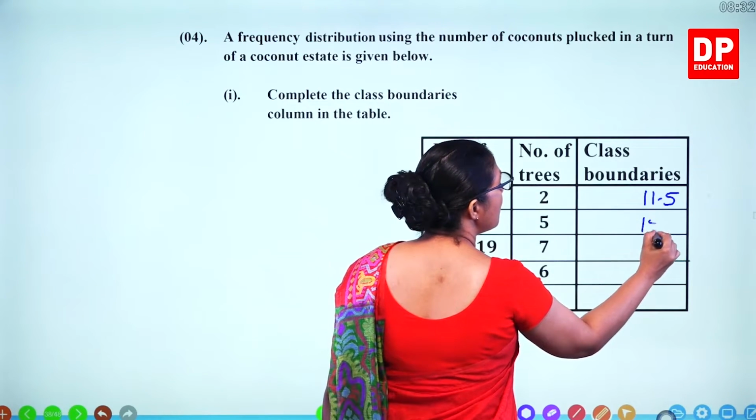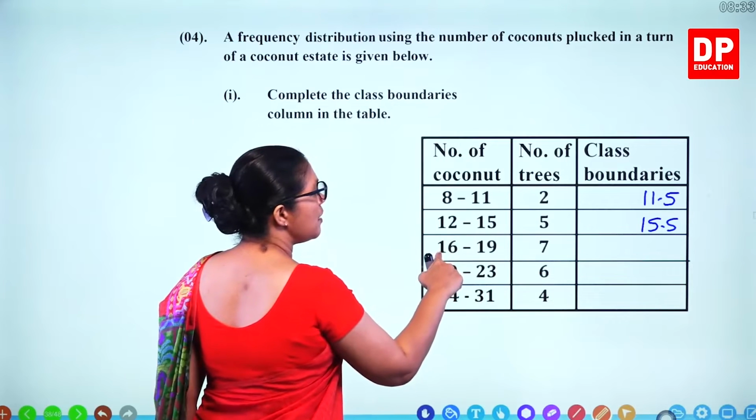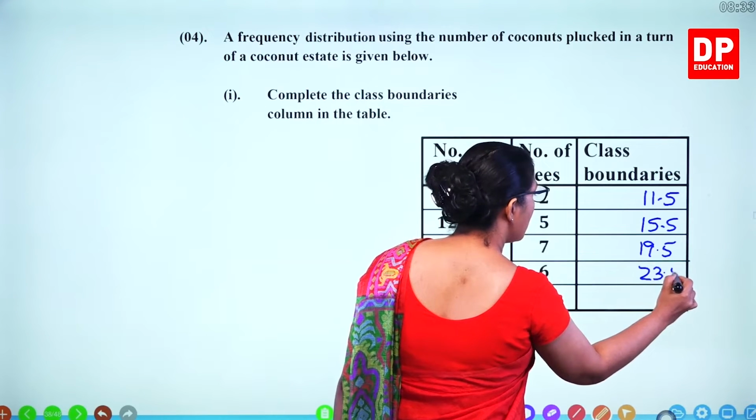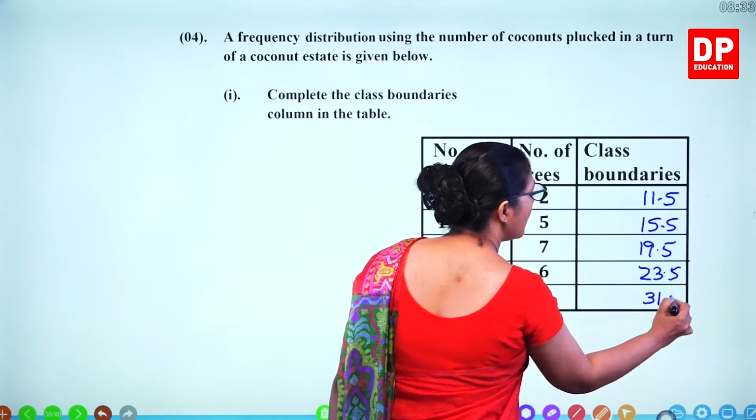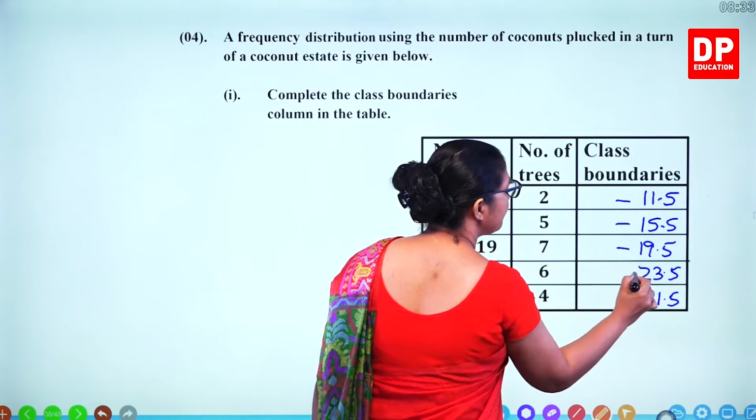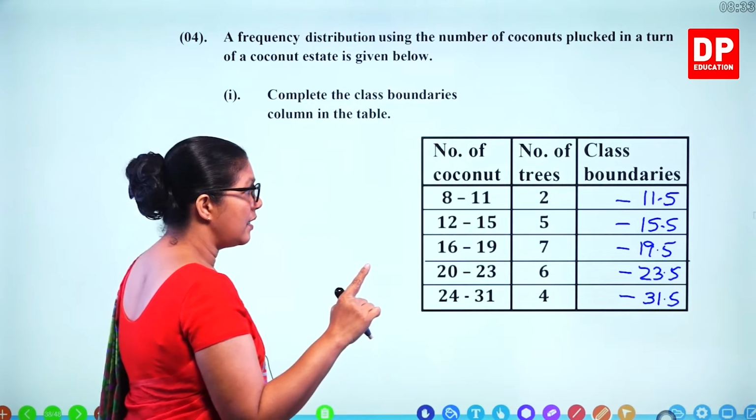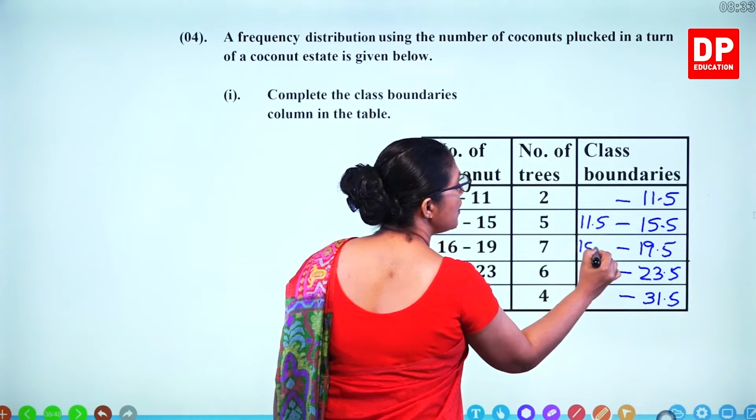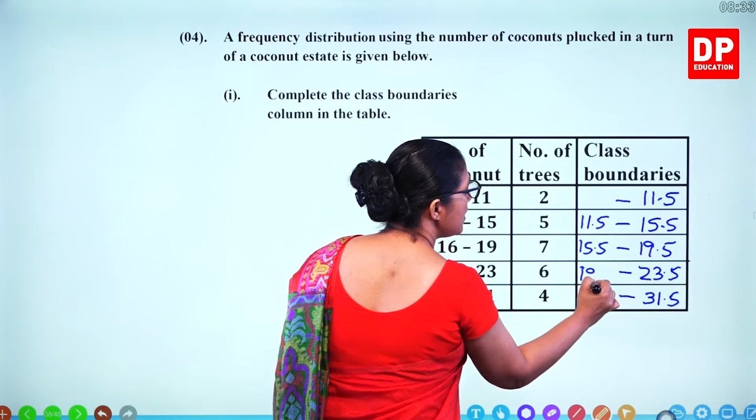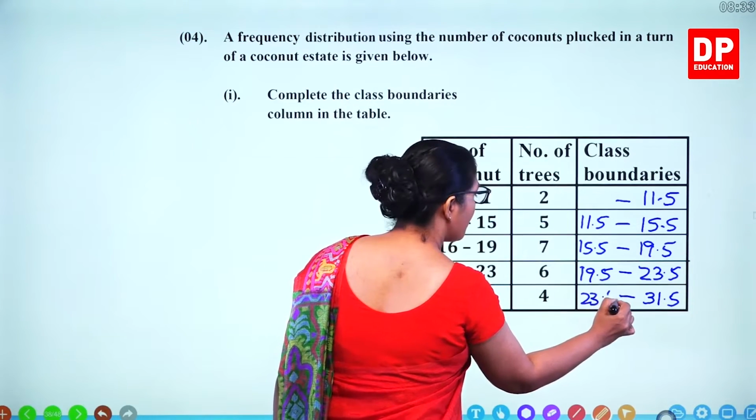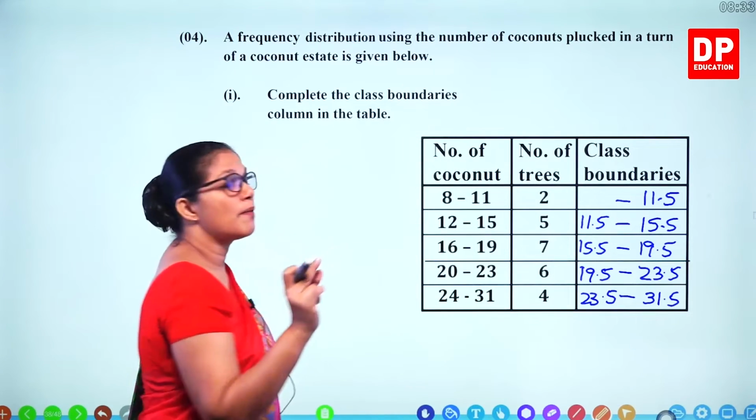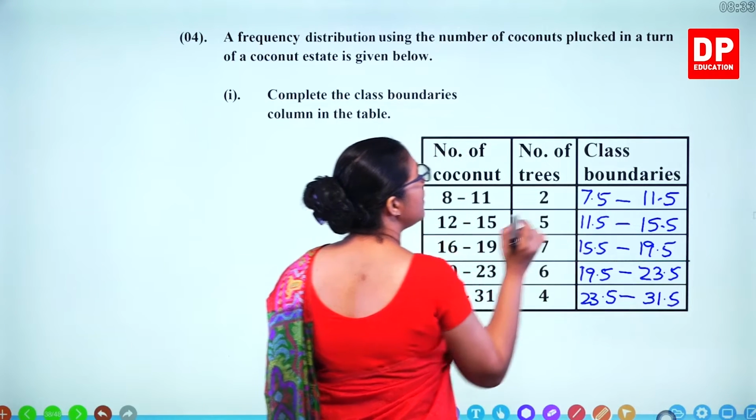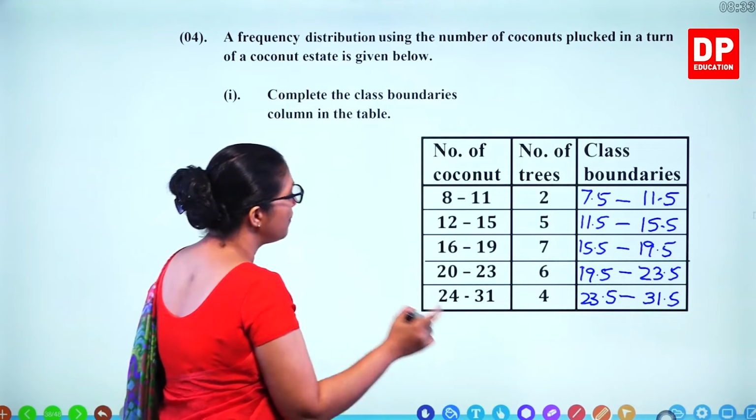You get 15.5, 19.5, 23.5 and 31.5. So what about the lower limit? The lower boundary is the same as the previous upper boundary. So 11.5, 15.5, 19.5 and 23.5. But how do you find the first one? You subtract 0.5 from that. 8 minus 0.5 is 7.5. So those are the boundaries.